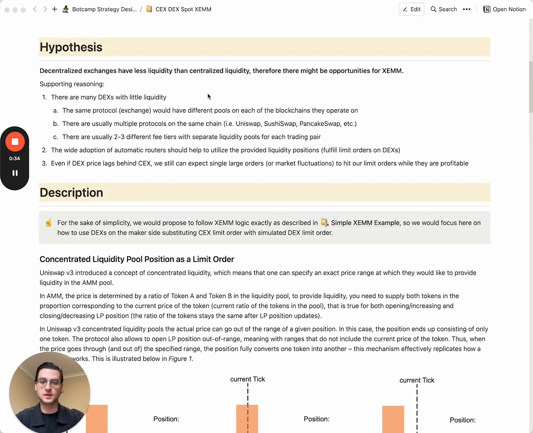So the general idea is that at least on some of the decentralized exchanges, there should be less liquidity than on CEXs, with enough volatility to provide opportunities for cross-exchange market making.